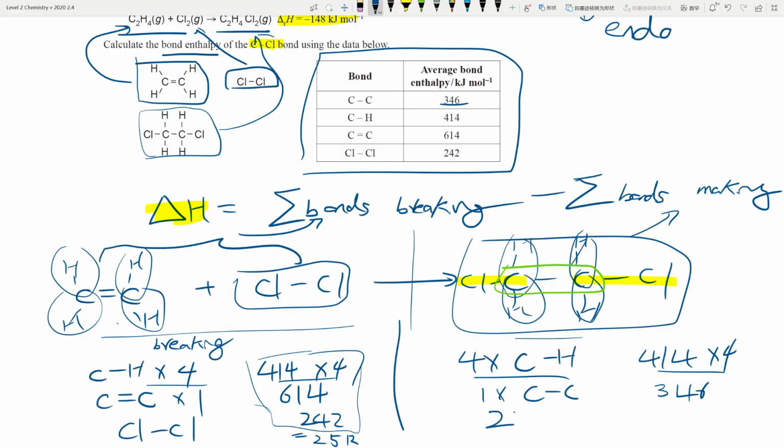And I need to make 2 C-Cl bonds, but I don't know what they are. Why? Because I'm trying to figure out what C-Cl is. Okay, so how do we do this? All right, what is the enthalpy? This is going to be -148, which is coming from here.